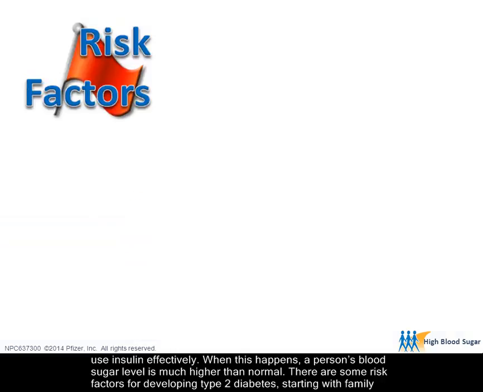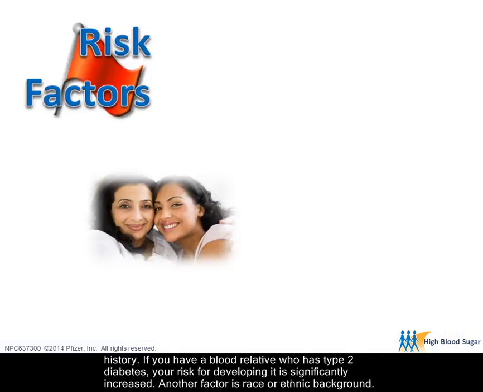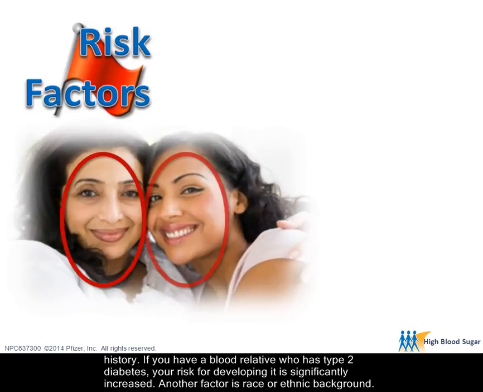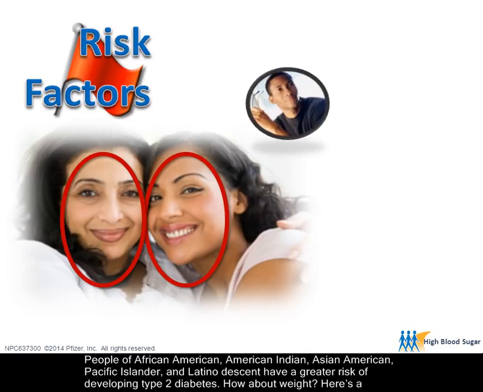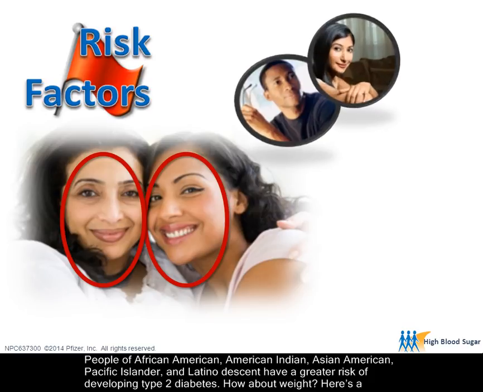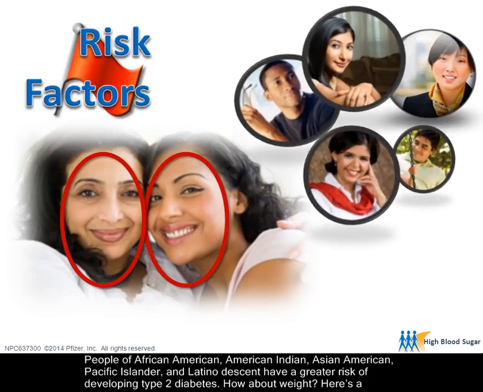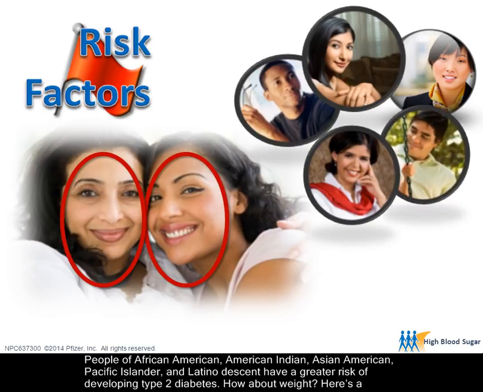There are some risk factors for developing type 2 diabetes, starting with family history. If you have a blood relative who has type 2 diabetes, your risk for developing it is significantly increased. Another factor is race or ethnic background. People of African American, American Indian, Asian American, Pacific Islander, and Latino descent have a greater risk of developing type 2 diabetes. How about weight?